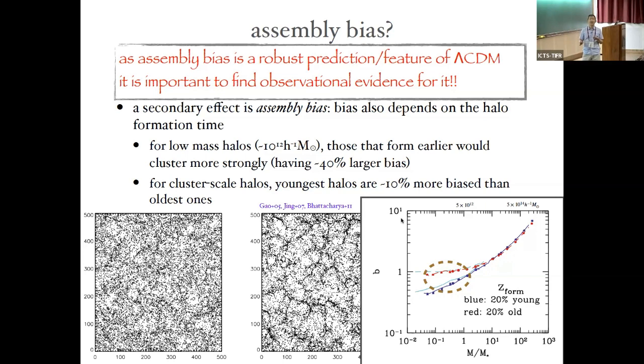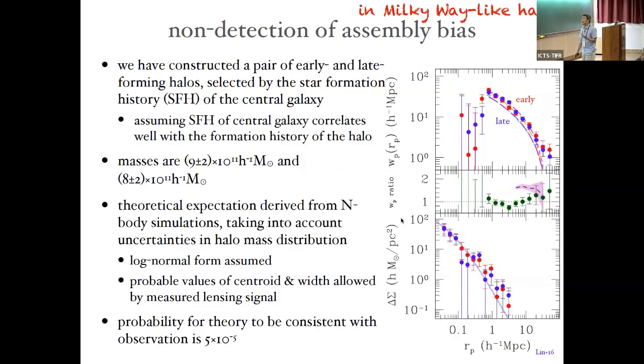As assembly bias is a robust prediction or feature of lambda CDM, it is important to find observational evidence for that. And therefore, in 2016, I tried to detect assembly bias observationally for Milky Way-like halos by constructing a pair of early and late forming halos selected by the star formation history of the central galaxy, under the assumption that the star formation history of the central galaxies correlates well with the formation history of the halos. Our measurements are shown here.